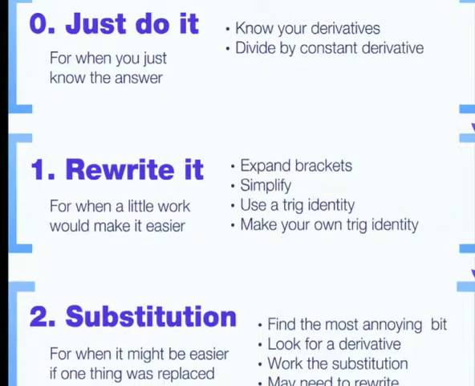Alright, so the next strategy is to rewrite it. So you look at what's there in the integral, and perhaps if you expanded the brackets, or if you factorised it, it might be easier to do. Or it might involve trig, and you might use a trig identity. Now in your lecture notes, trig identity was in its own category, but I sort of put it here because it's a fancy way of rewriting things.